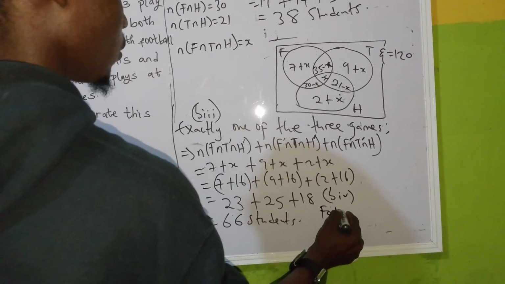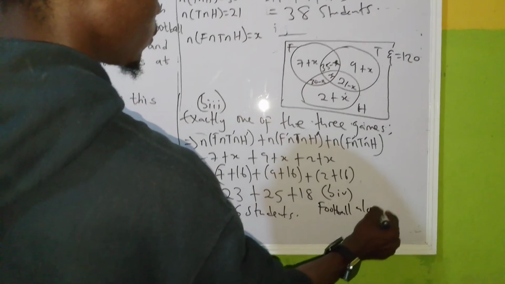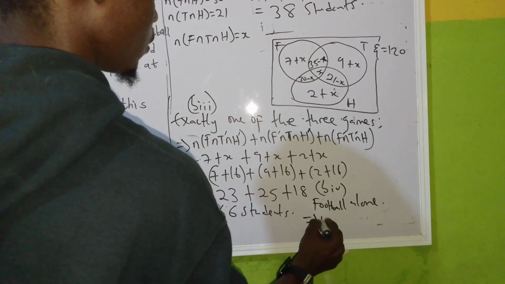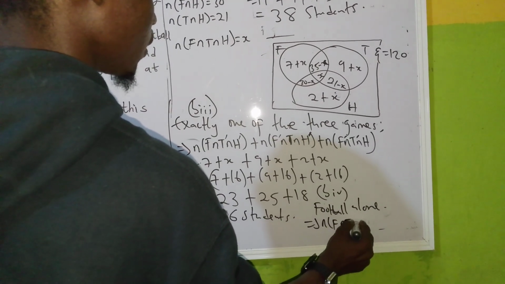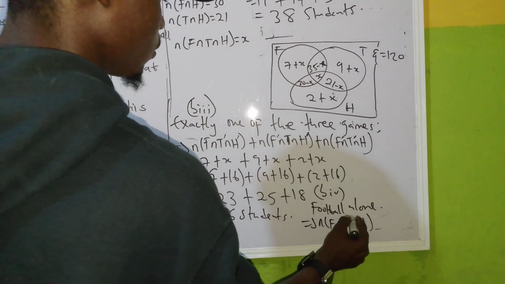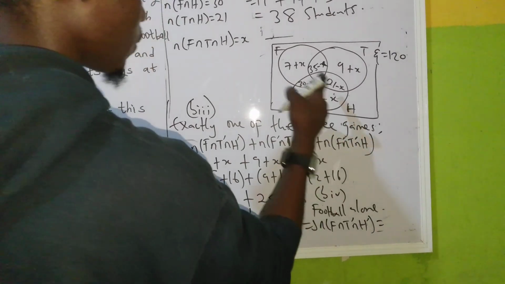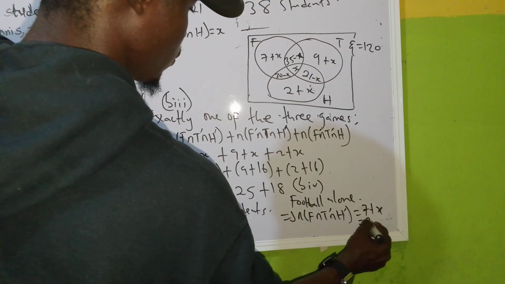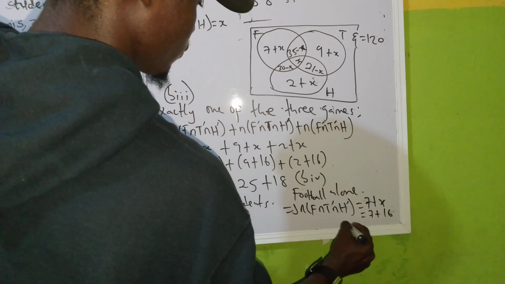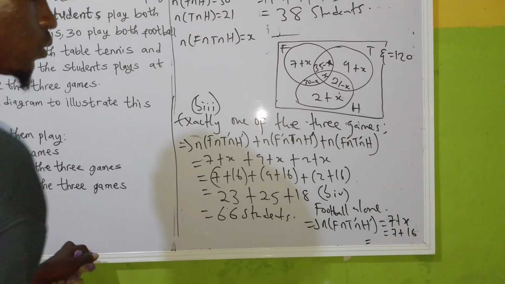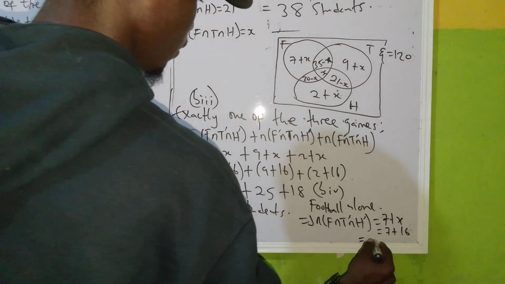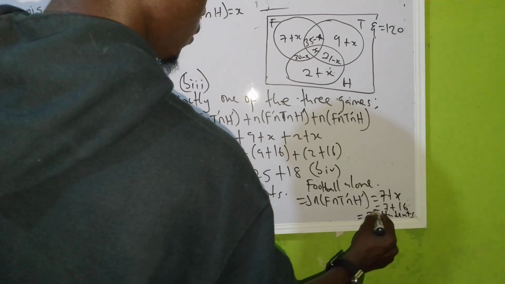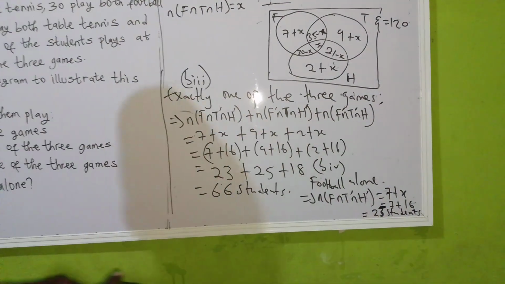Football alone. It implies F intersection T intersection H. Football alone. This one will carry prime. Then what's the expression for football alone? 7 plus x. That is 7 plus 16. What do we get for that? We got 23 students. 23 students. That's our final answer.